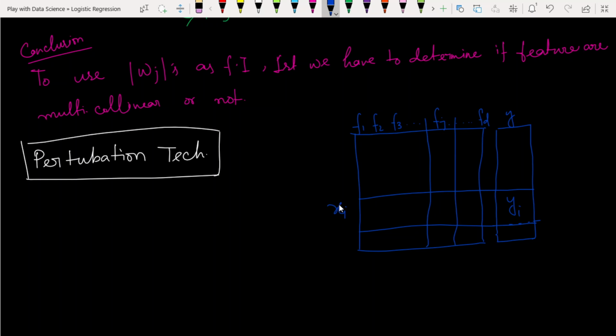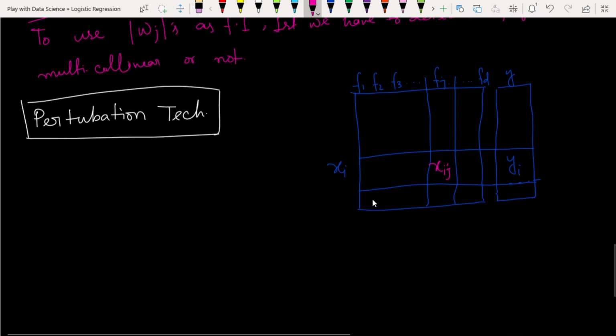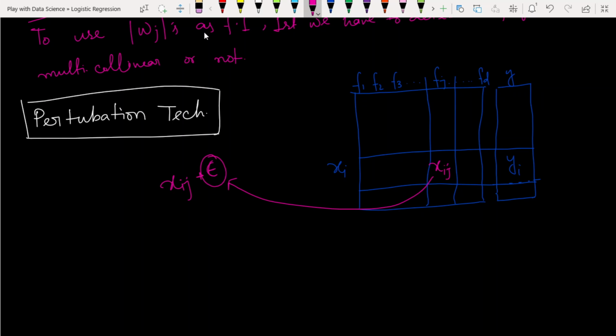And let's take the ith data point and corresponding jth feature, our data value is xij. So what happens? First pick up each xij. Take one xij and simply increase it by a small value that is called epsilon. This number is also called a small noise. Just add a small noise to this point xij.